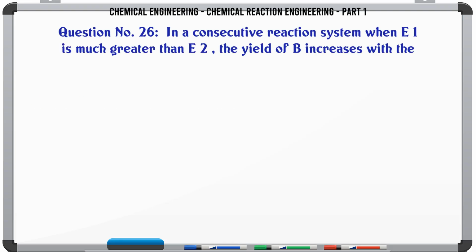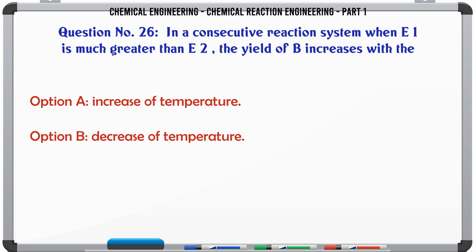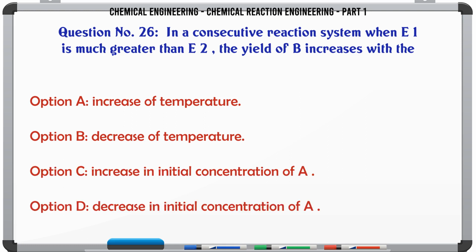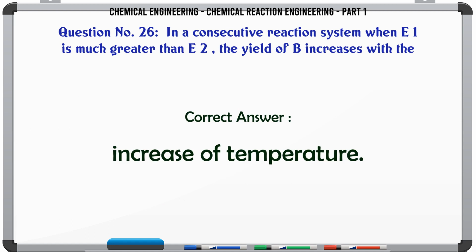In a consecutive reaction system, when E1 is much greater than E2, the yield of B increases with A. increase of temperature, B. decrease of temperature, C. increase in initial concentration of A, D. decrease in initial concentration of A. The correct answer is increase of temperature.